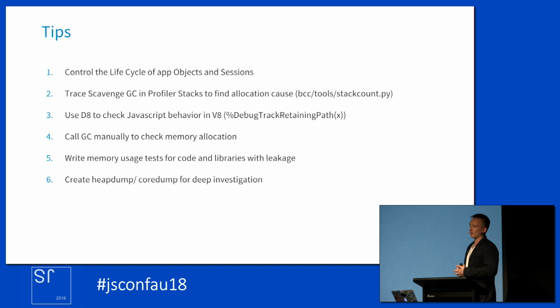My suggestions: control the life cycle of objects. You need to know where your object was created and where it will be removed. Trace the work of the garbage collector. And if you're not sure about the behavior of JavaScript, maybe in case of closures, you can download and use D8, which is the debug shell for V8, and check the JavaScript behavior. Call JavaScript manually, or write a memory usage test using leakage. And create heap dumps and core dumps to investigate and find the problem.